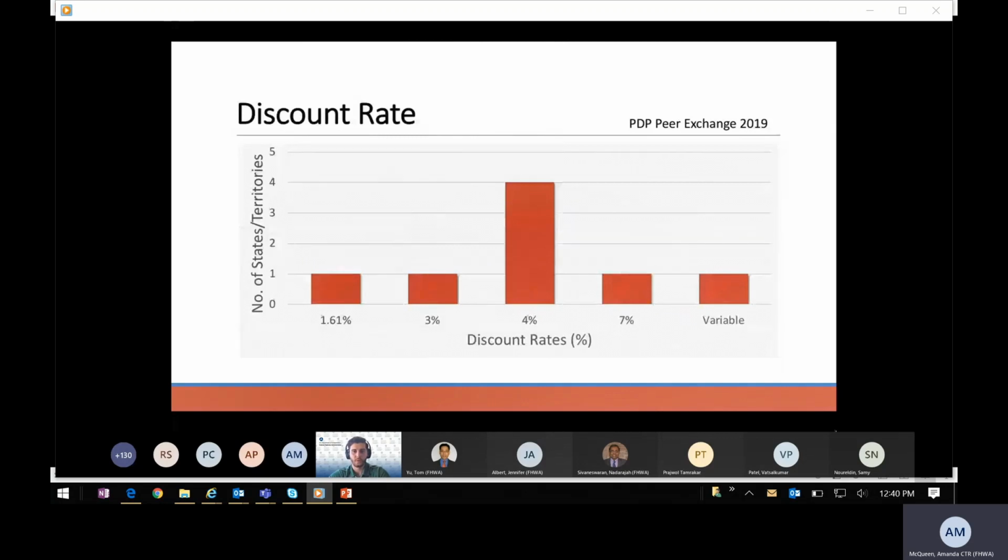So comparing to the last slide, we can see the vast majority of states still list 4% as the discount rate used in LCCA. While the PDP peer exchange did capture discount rates used in LCCA to a certain extent, a review I completed personally of 33 states' pavement design manuals yielded the following information for discount rates for LCCA.